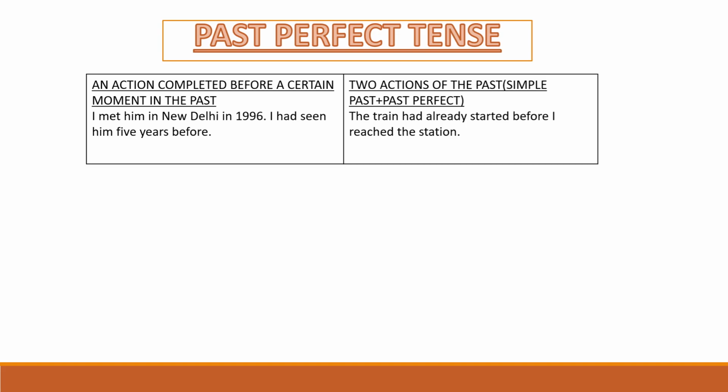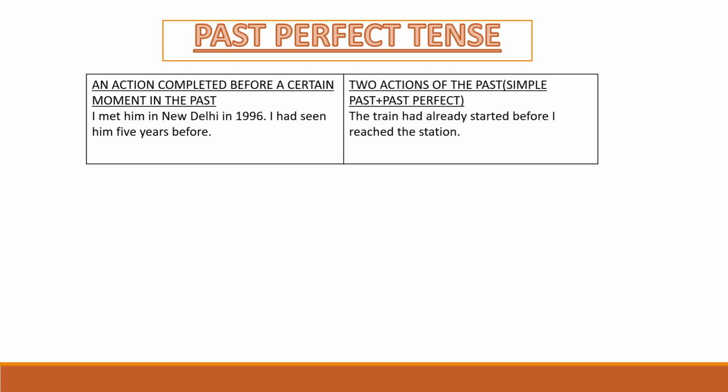Now I'm talking about the example. The train had already started. Now this is action started before I reached the station. Now here two actions are there. Train had already started. Action 1. I reached the station. Action 2. Now, what happened first? The train started, right? So, the action 1 which happened first, we use past perfect tense. And the action which happened just after that, we use simple past.